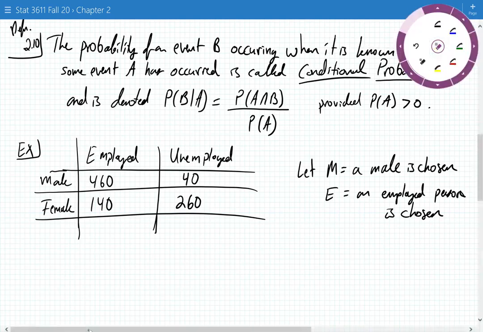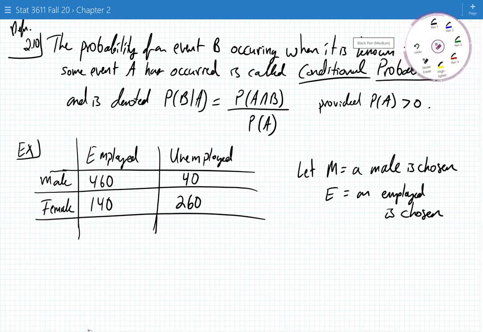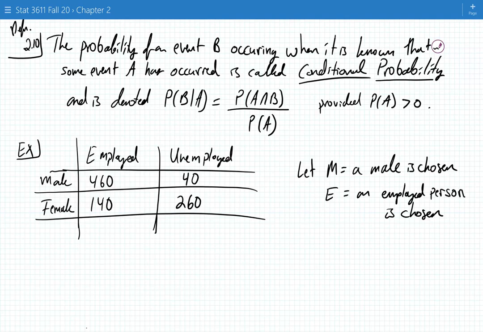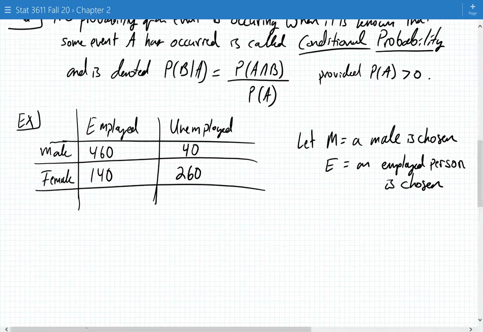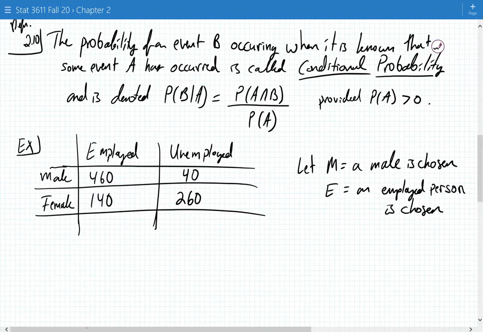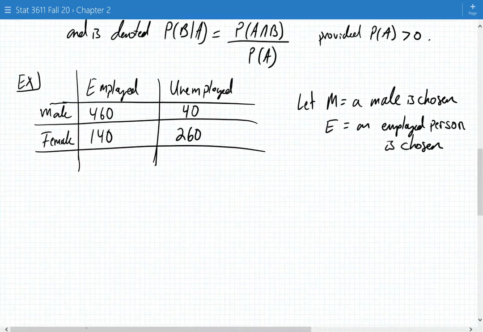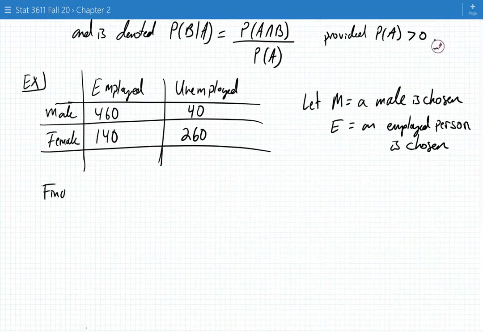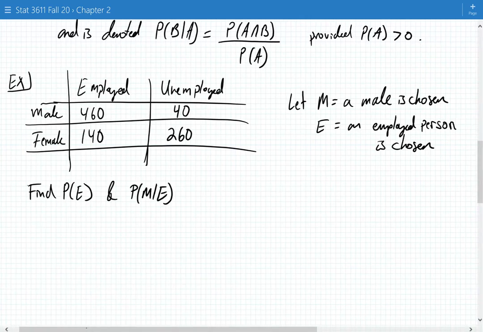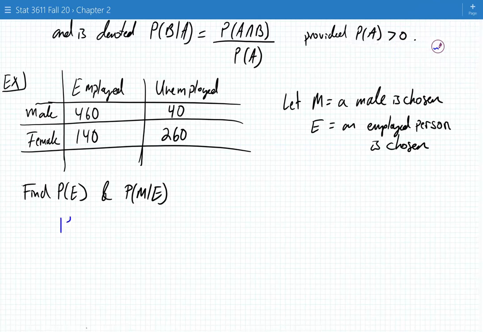Employed person. I know my handwriting is not my strong suit, but usually it gets better as I'm recording more and more lecture videos as the semester goes on, but it has not yet. Event M, that a male is chosen, event E, that an employed person is chosen. Okay. So let's go ahead and find the probability of E happening, and then let's find the probability that M given E happens. All right. Let's start out with the probability that an employed person is chosen.